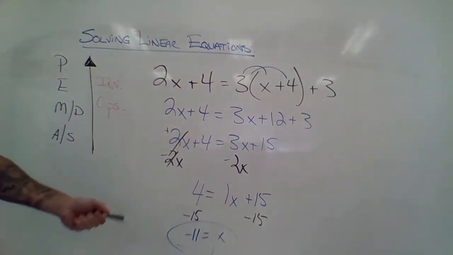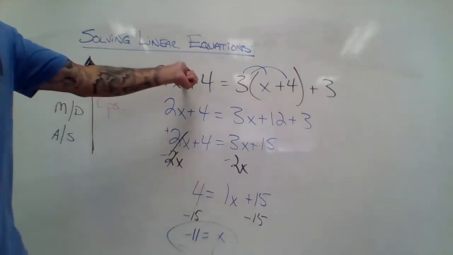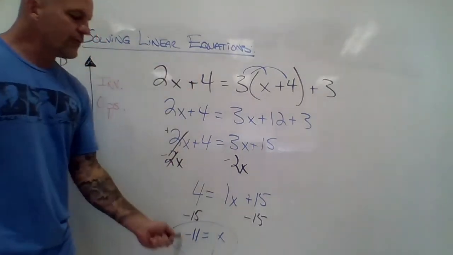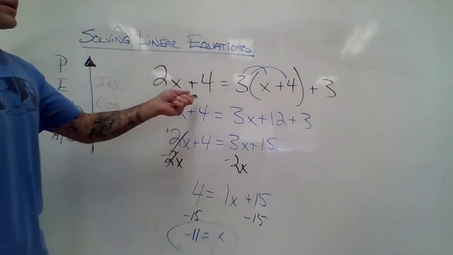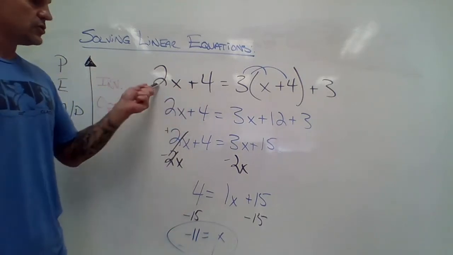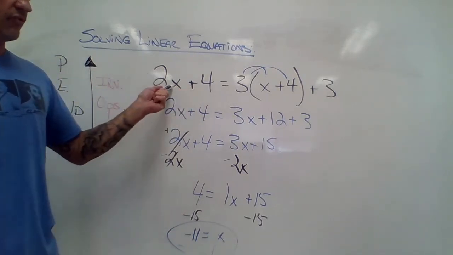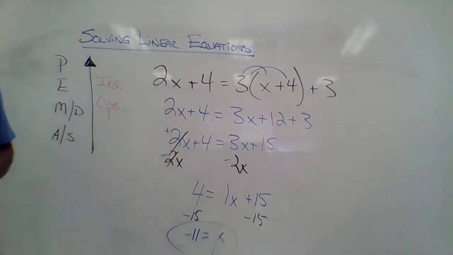I highly suggest you take that, substitute it back into your original problem, and check. You've come this far. You can grab your calculator and punch this side in, 2 times negative 11 plus 4, and 3 times negative 11 plus 4, and then plus 3. You can put that in real quick, and you could wind up having actual confirmation that it worked that way.